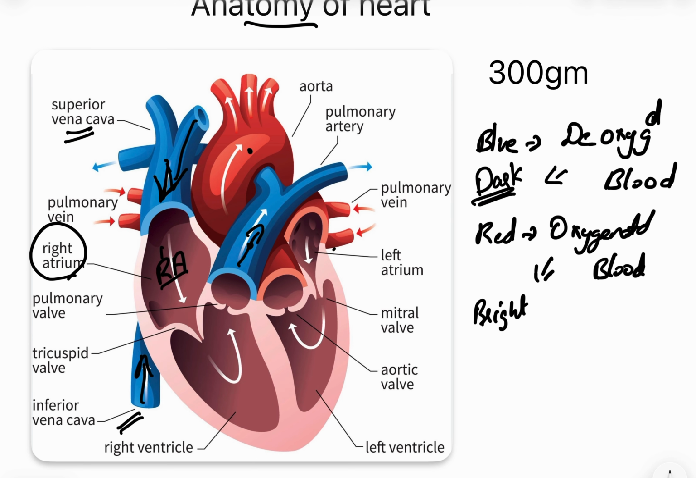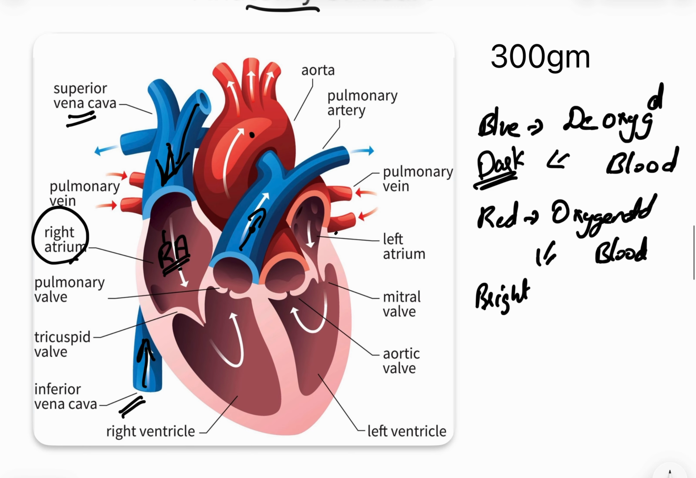So what is the function of the right atrium? The right atrium collects deoxygenated blood from different parts of the body through the superior vena cava and inferior vena cava. Once the blood reaches the right atrium, it stays there because there is a valve here. This is called the tricuspid valve. How do I remember this? Tri for right. The tricuspid valve is on the right side of the heart.